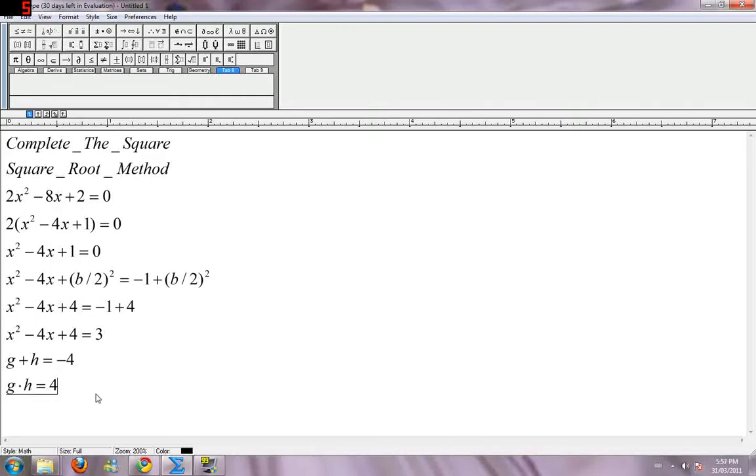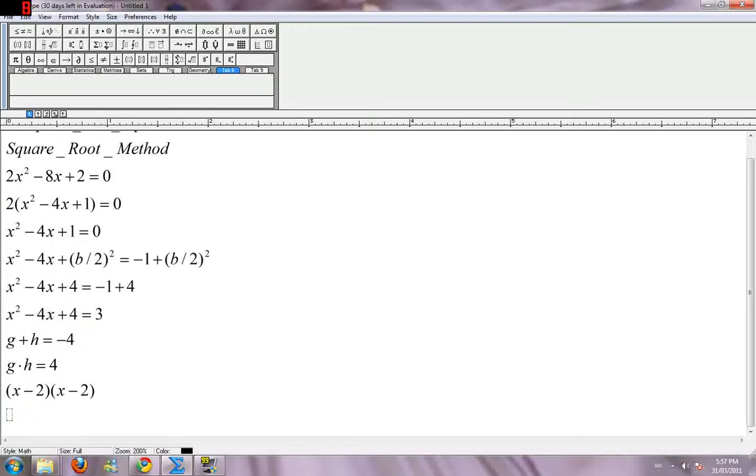We know that 2 times 2 is equal to 4, and we know that negative 2 times negative 2 is equal to 4. So we can say that negative 2 times negative 2 is equal to 4 is also true. So we can say that (x minus 2) times (x minus 2) will give us this. And we can easily check that by expanding.